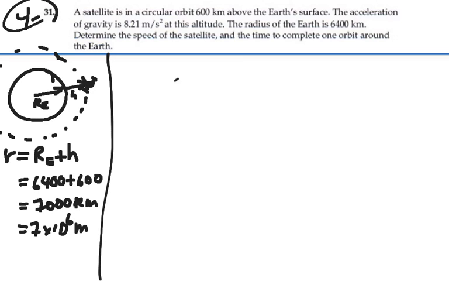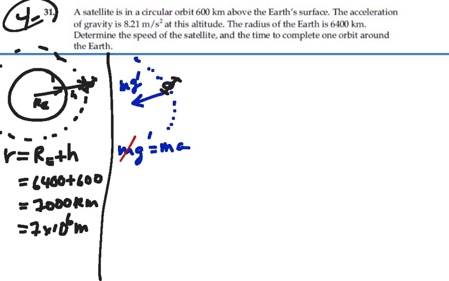Now, if we did a free body diagram of this satellite, we would find that the only force keeping it in the circle and supplying the centripetal acceleration is the gravity force. That's called mg prime. So it's true that mg prime is equal to the mass times acceleration for the satellite. And in other words, then g prime is equal to the centripetal acceleration of the satellite. So g prime is actually equal to v squared over r. So we should have that the velocity is equal to the square root of g prime times r.